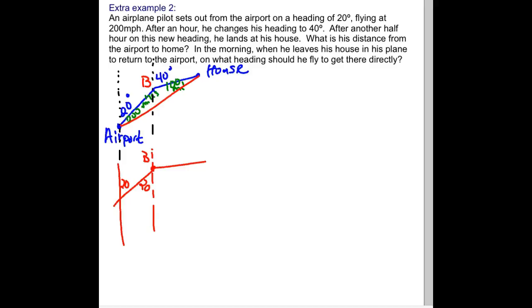We also know that this is 40 degrees, and this makes a straight line. So the angle under here would have to be 140 degrees, which makes this full angle here 160 degrees. Okay, so we have a side angle side situation here where we have one side that's 200, an angle that is 160, and then another side that's 100.